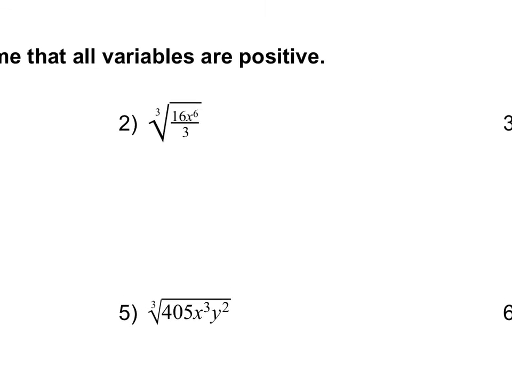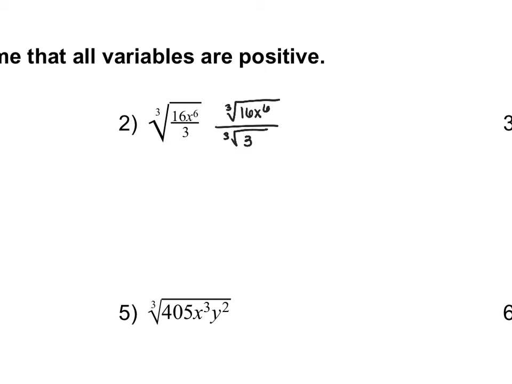All right, so this guy, we're going to cube root 16x to the 6 over the cube root of 3. Now remember, we can't have a cube root on the bottom, so we're going to go ahead and take care of that by multiplying the top and bottom by the cube root of 3 squared. We need 3 to the third power on the bottom.